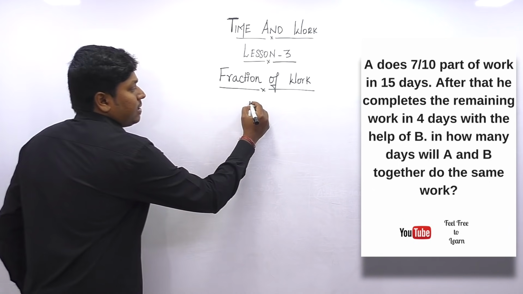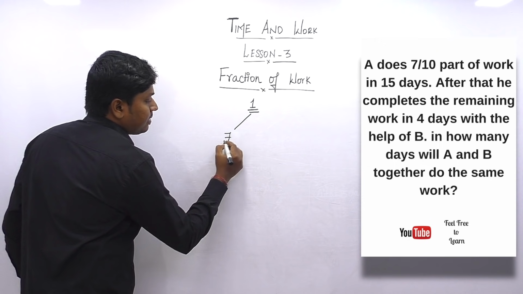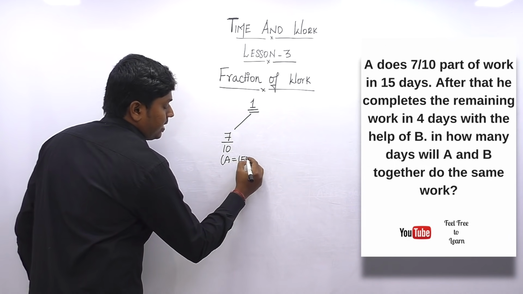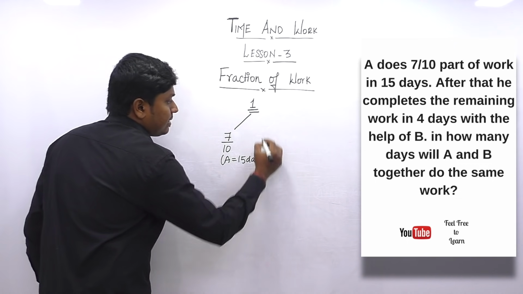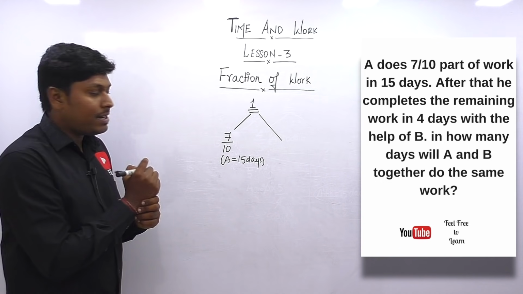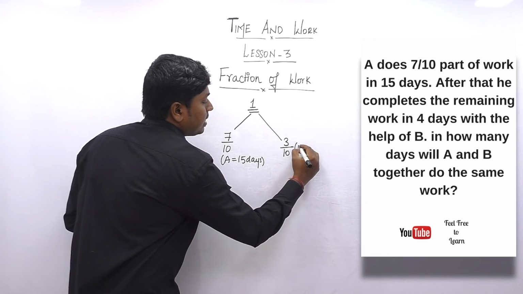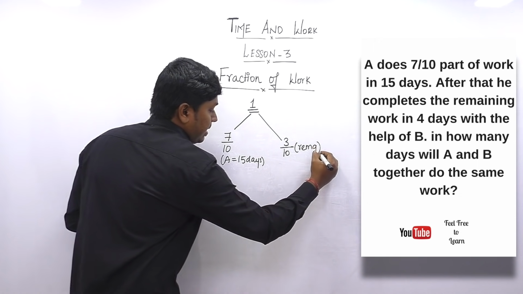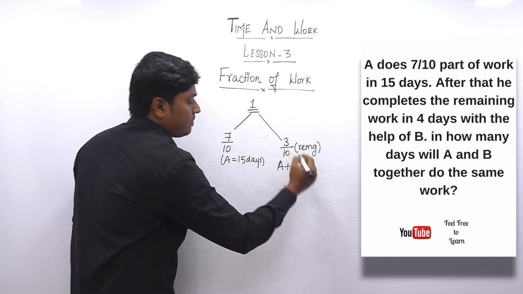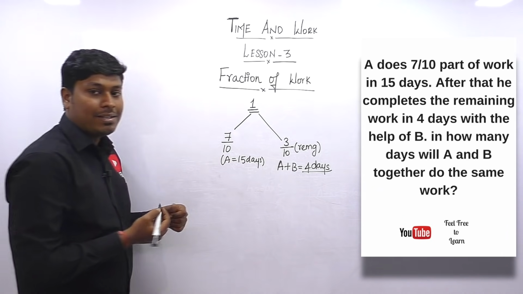Listen here. Similarly, first of all we take one work. Out of this one work, 7 by 10 part of work is completed by A in 15 days. And they are saying that the remaining work is completed by both A and B in 4 days. So 1 minus 7 by 10 is 3 by 10 part of work remaining, and this remaining work is completed by A and B in 4 days. So A and B took 4 days to complete this remaining work 3 by 10.